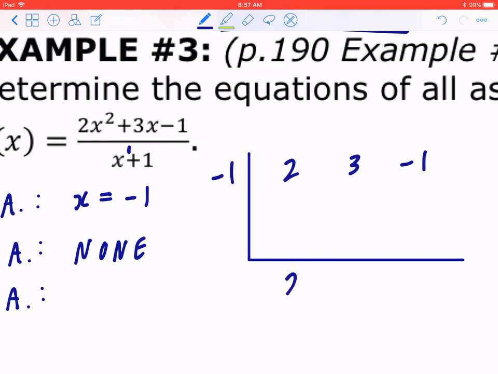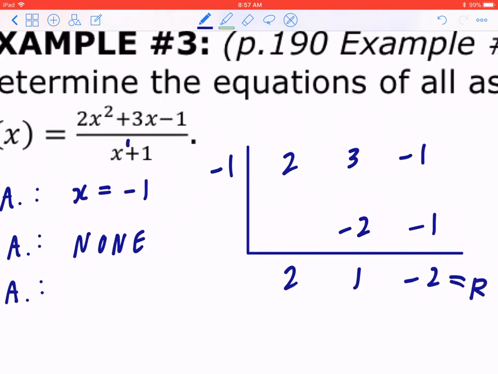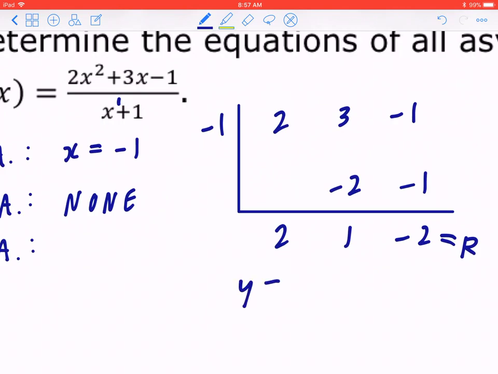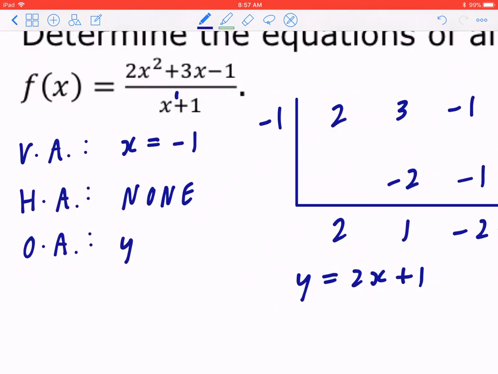Same 3 steps. Step 1, you copy. Step 2, you multiply, then you add, then you multiply, then you add again. And the fact that the remainder is non-zero, that's a good sign. This means the quotient, which is 2x plus 1, is the oblique asymptote, y equal to 2x plus 1.